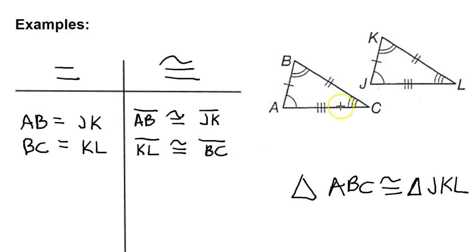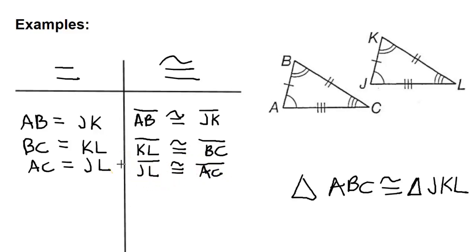And lastly, I've got CA or AC and LJ. And just like before, we'd say that AC equals JL. And again, for congruent, that would be line segment JL is congruent to line segment AC. Okay, so there we go.